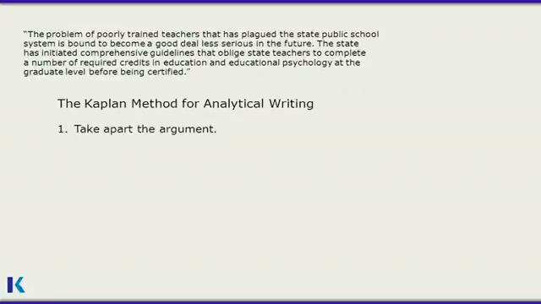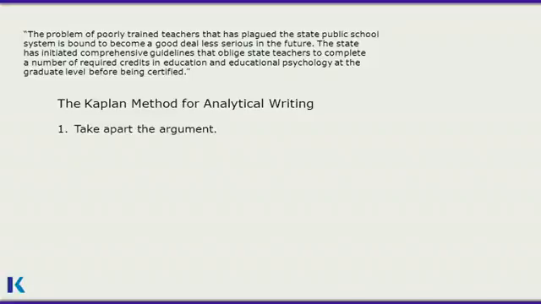Step 1 is to take apart the argument. Expect to spend about 2 minutes on this step. You must understand the argument well before you can prepare and write a high-scoring essay. Your first task is to identify the conclusion. Here, the first sentence is the conclusion. Note the opinionated tone. Next, identify the evidence. The rest of the argument here is the evidence.